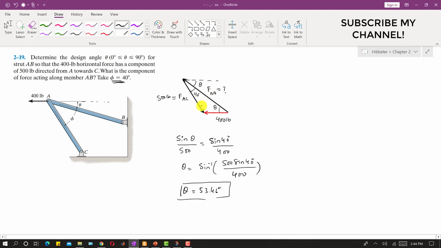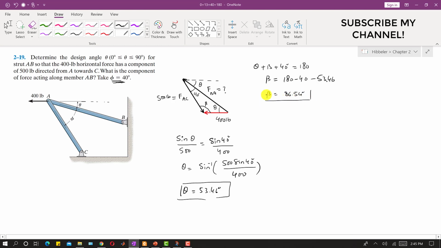So to find FBA, first we have to find this angle, right? So what is this angle if this theta is known, right? So let's say that this angle is beta, right? So theta plus beta plus 40 degrees should be equal to 180 degrees since they are the angles of a triangle, right? So we want to find this beta, right? So beta will be 180 minus 40 minus theta, and theta is 53.46, right? So we have to write 53.46. So this will give us beta angle. So beta comes out to be 86.54 degrees.